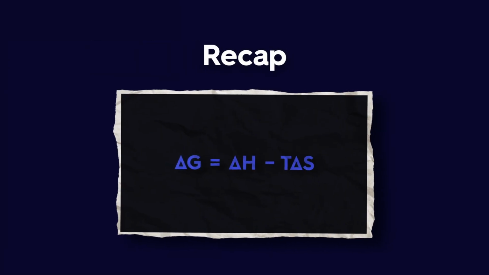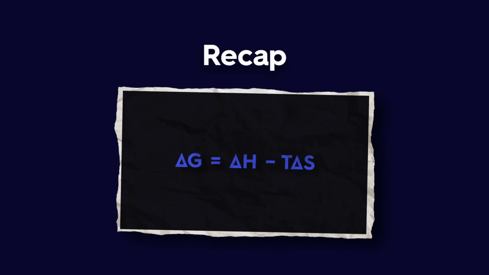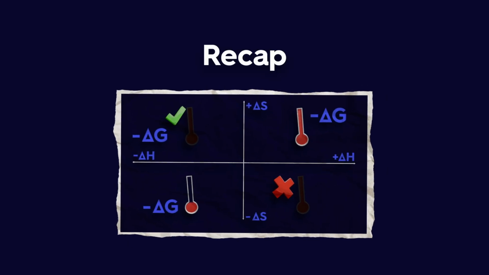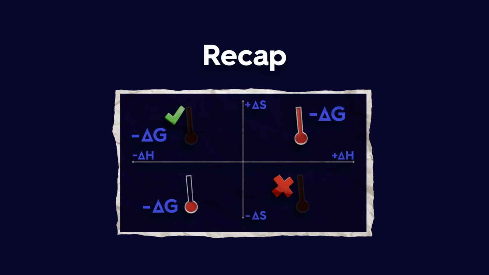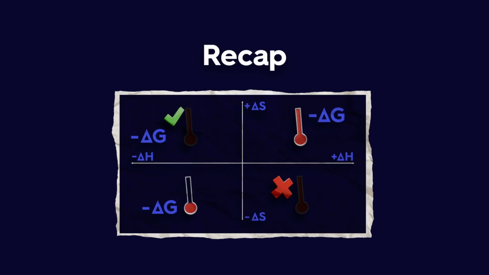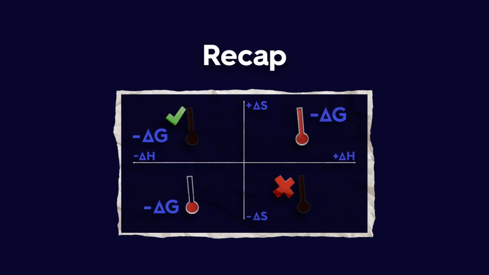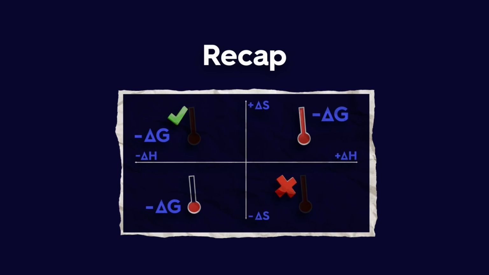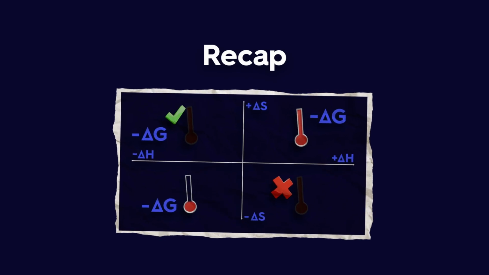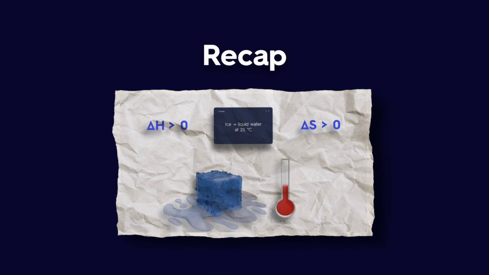To recap, use delta G equals delta H minus T delta S. Negative, positive: always yes. Positive, negative: never. Positive, positive: yes at high T. Negative, negative: yes at low T. Temperature tunes the entropy term.